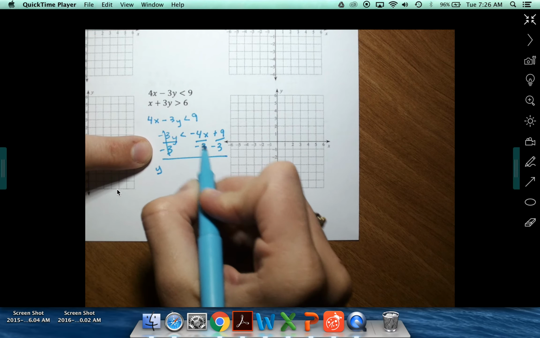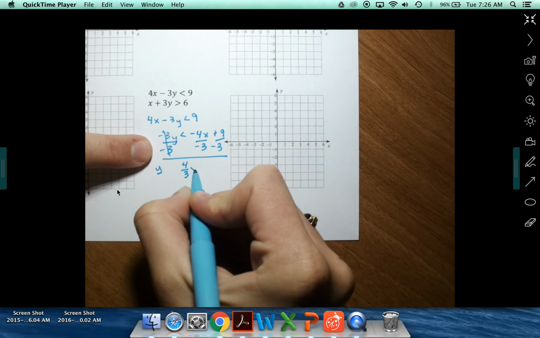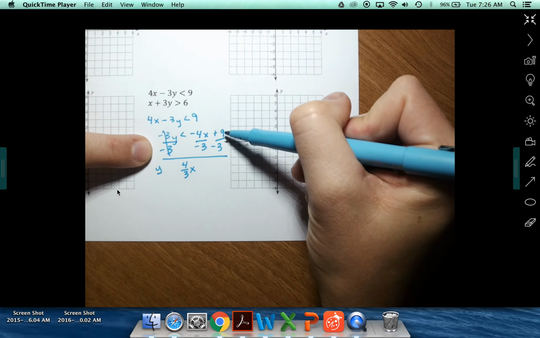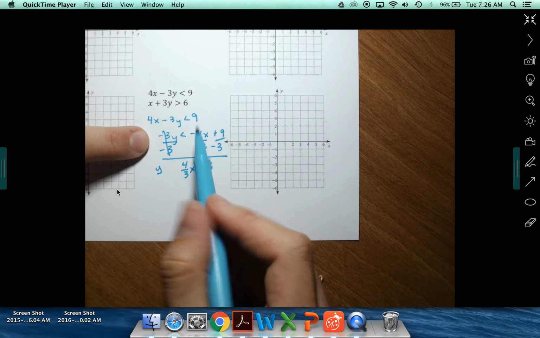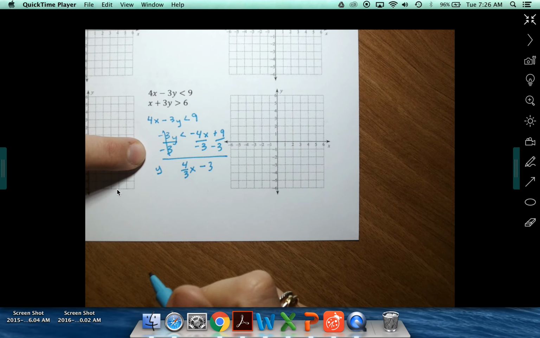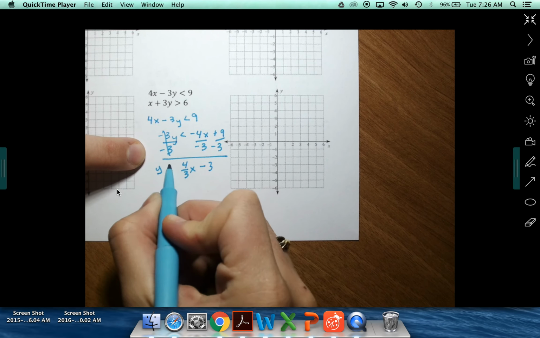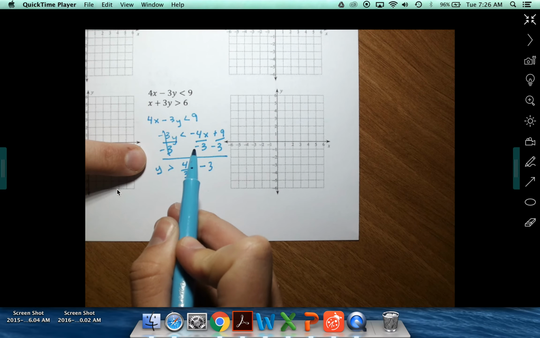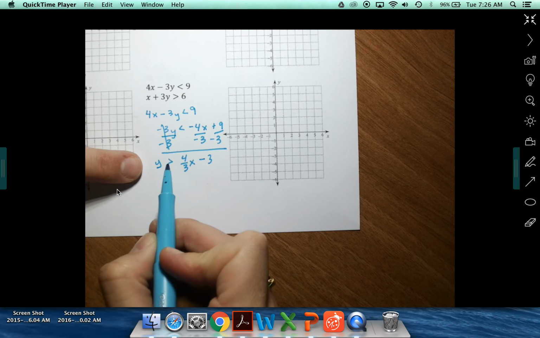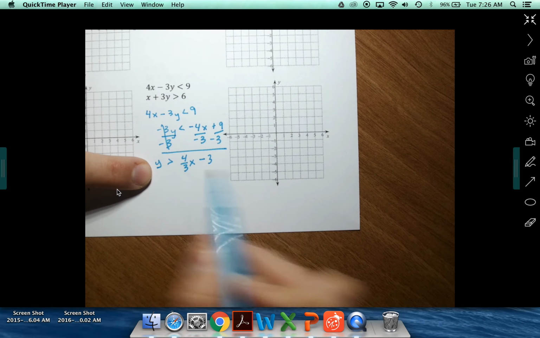Negative 4x divided by negative 3. Negative divided by a negative is going to turn into a positive 4/3 x. Positive 9 divided by a negative 3 is going to be a minus 3. Now notice right here, I divided by a negative. If you divide by a negative, then this symbol is just going to flip around. That's the only thing you really need to be careful of. So I divided by a negative 3, your symbol is going to flip around. So now my first equation became y is greater than 4/3 x minus 3.